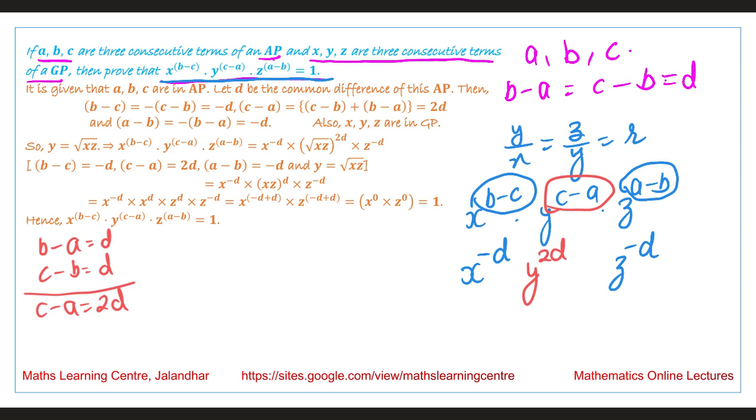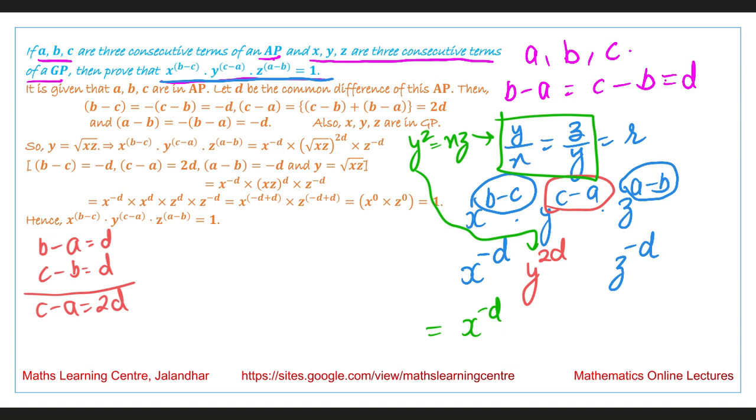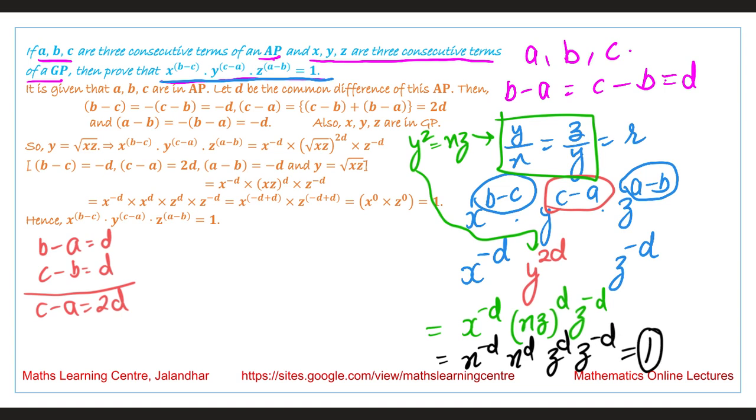Now further, look at these two values. From these two values we can write Y square is equal to X into Z, and if we substitute this value of Y square over here, we will obtain X raised to the power minus D, then XZ raised to the power D in place of Y square, and Z raised to the power minus D. So the final answer we are getting is X raised to the power minus D, X raised to the power D, Z raised to the power D, Z raised to the power minus D, that is equal to 1, and this is what we have to prove.